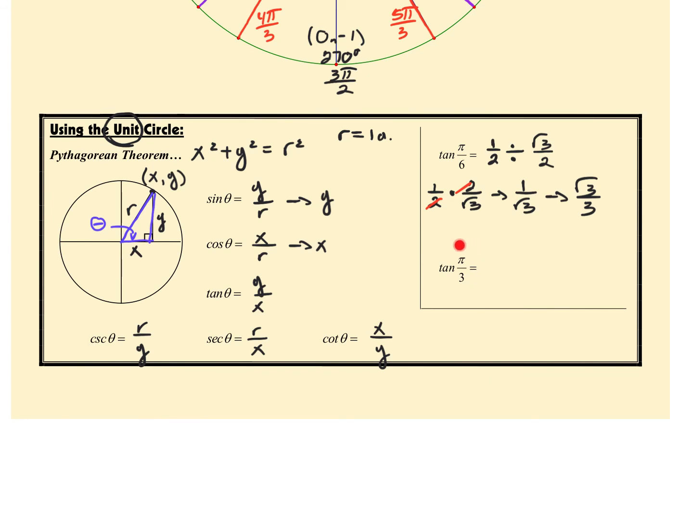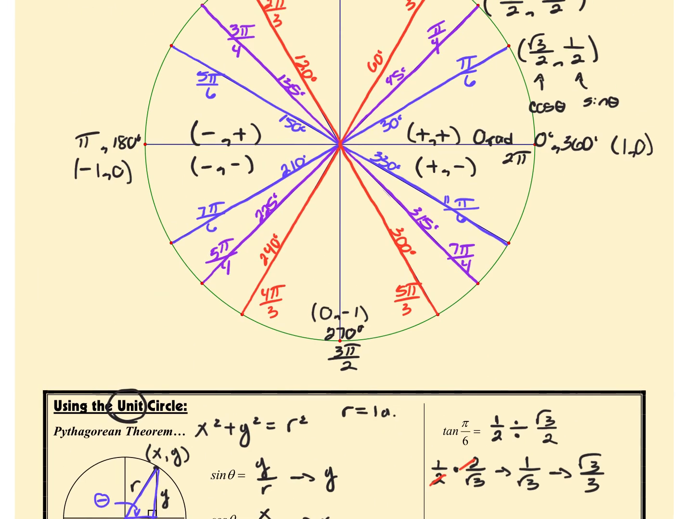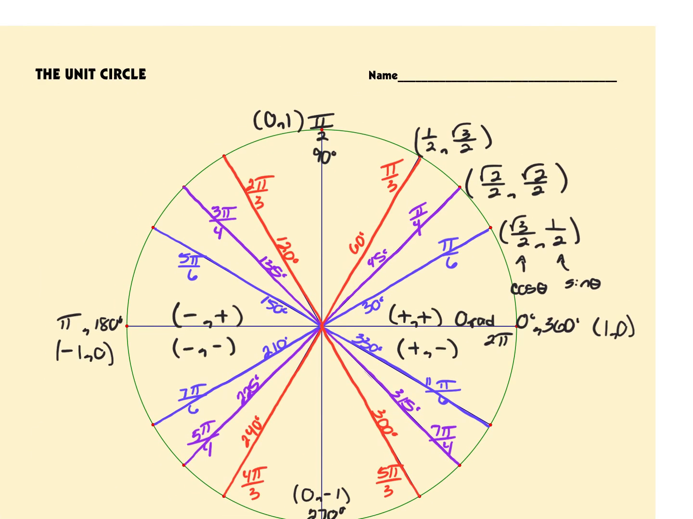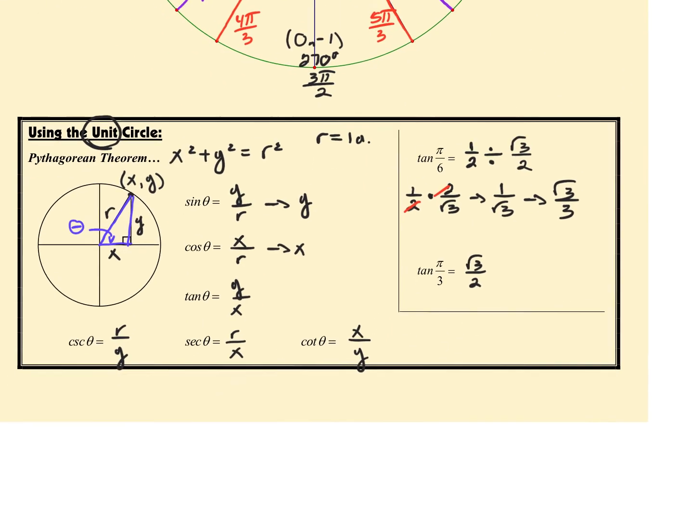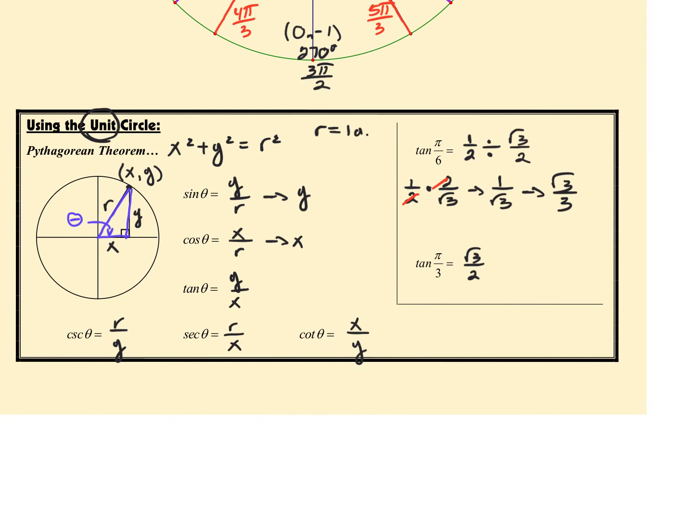We can also do the tangent of pi over 3. The y coordinate at pi over 3 is going to be radical 3 over 2. Again, we can flip back up here and see that. We're going to do a radical 3 over 2 divided by 1/2. Radical 3 over 2 divided by 1/2 is the same as multiplying by 2. So we're going to cancel these. So the tangent of pi over 3 is a radical 3.